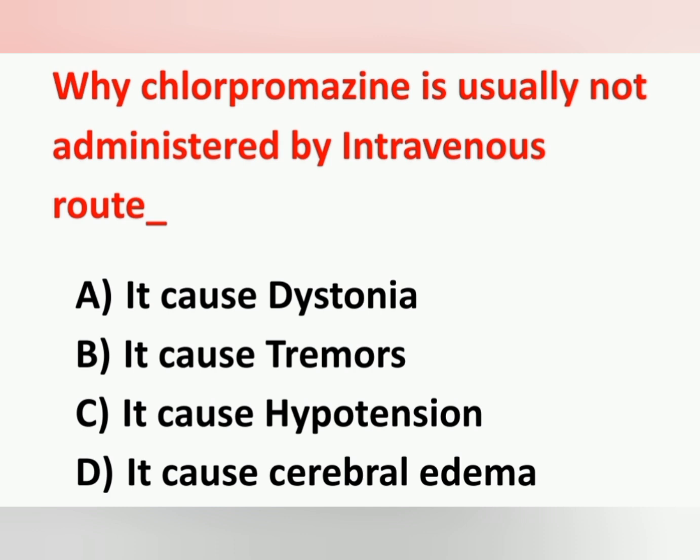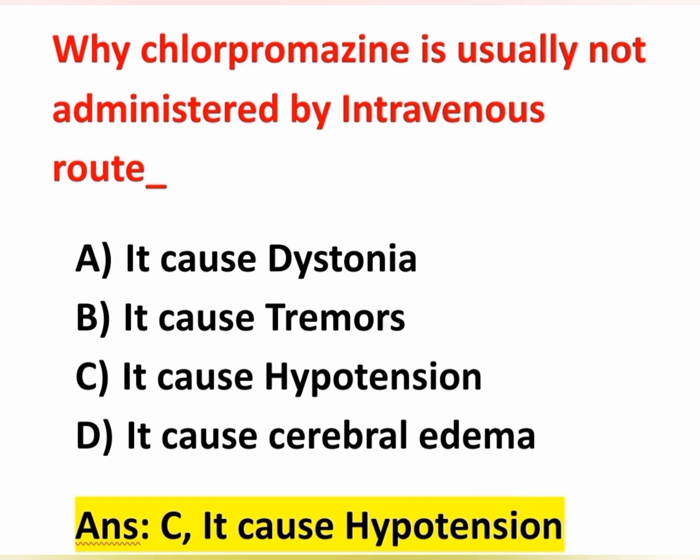The next question, why chlorpromazine is usually not administered by intravenous route? Options are option A, it causes dystonia, option B, it causes tremors, option C, it causes hypotension, option D, it causes cerebral edema. Here correct answer will come option C, it can cause hypotension. Chlorpromazine is an example of typical antipsychotics. Usually this is given IM, that is deep intramuscular route is preferable site for this chlorpromazine injection. If we are giving intravenously, there is a chance of hypotension. So it is not usually given through IV route.